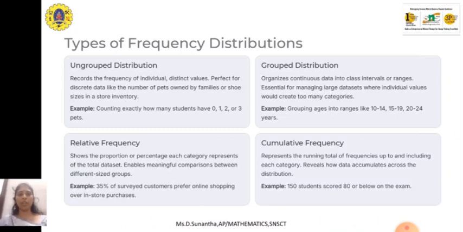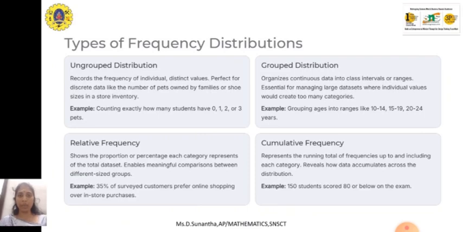So ungrouped data records the frequency of individual, distinct values from discrete data, like the number of pets owned by families or shoe size in a store inventory. So for example, counting exactly how many students have 0, 1, 2 or 3 pets. So next is grouped data, which organizes continuous data into class intervals or ranges, essential for managing large data sets where individual values could create too many categories. Example, grouping ages into ranges between 10 to 14, 15 to 19, 20 to 24 years.